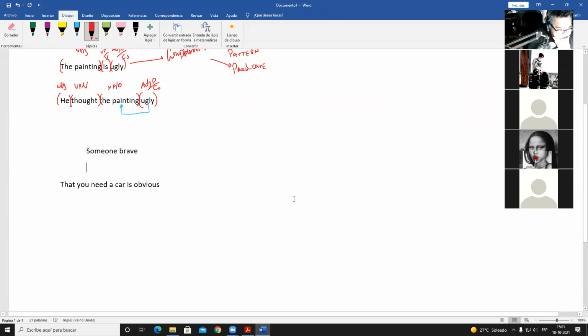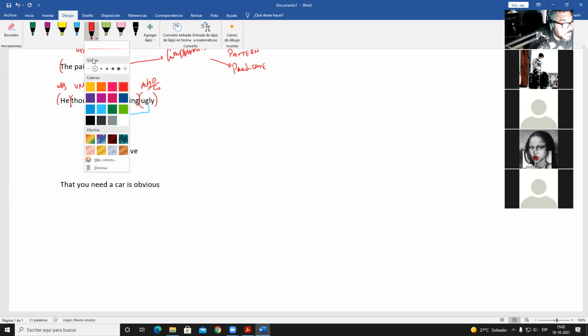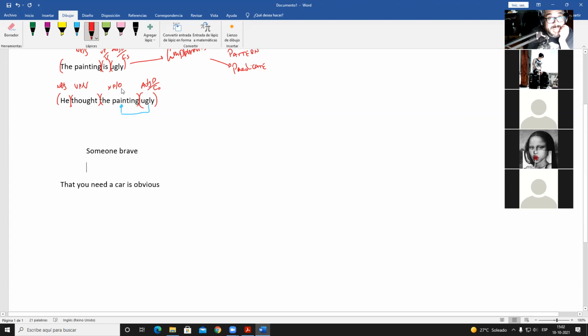That you need a car is obvious. It's a clause. We know that. Why? Because it's created out of phrases, and one of those phrases is a verb. Then I can see two different verbs. Now that's a problem. I'm going to ask myself which of those two verbs is the main verb, the one which is going to create the main valency pattern.